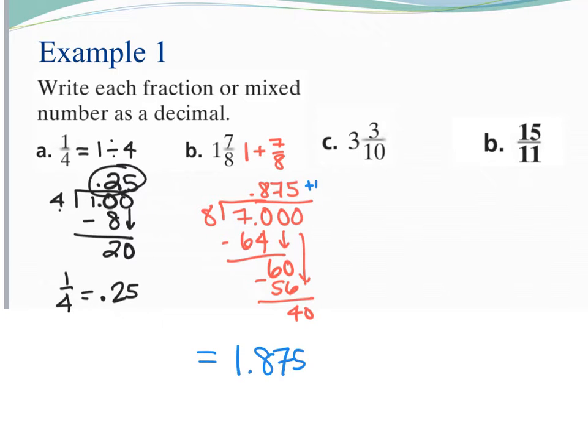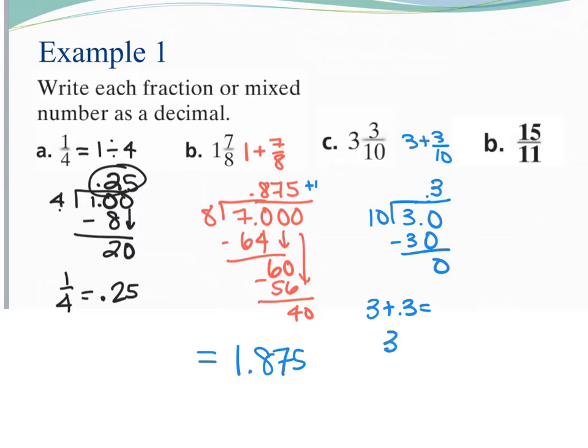I'm going to do the same thing with 3 3/10. This is really 3 plus 3 divided by 10. So if I take my 3 and I divide it by 10, I'm going to pull in a 0. 10 goes into 30 3 times. 3 times 10 is 30. Subtract them and I get 0. So now I have 3 plus 0.3, which is going to give me 3.3. And then my final example is 15/11. So with this one, I have 15, and that's going to be divided by 11.